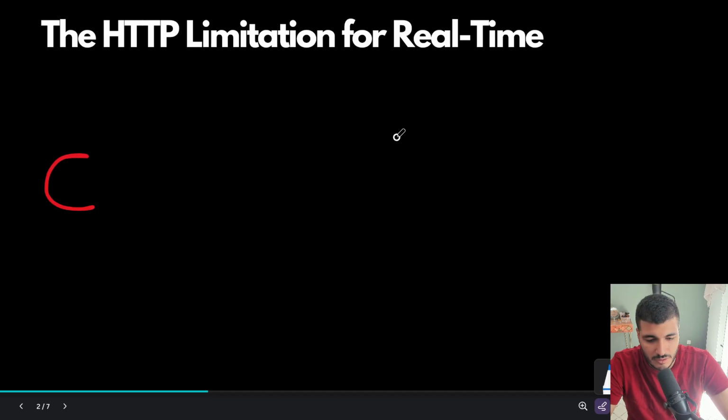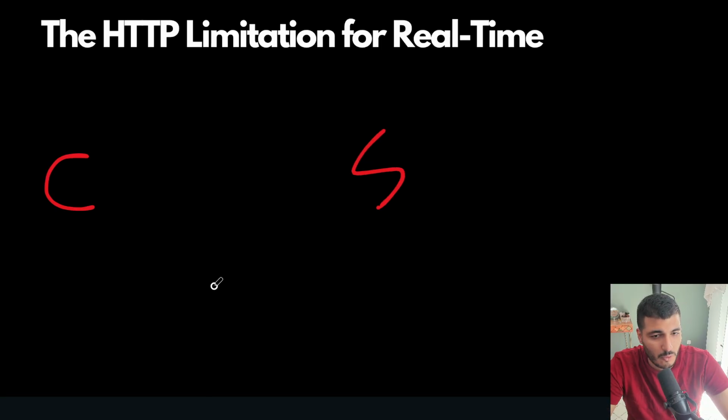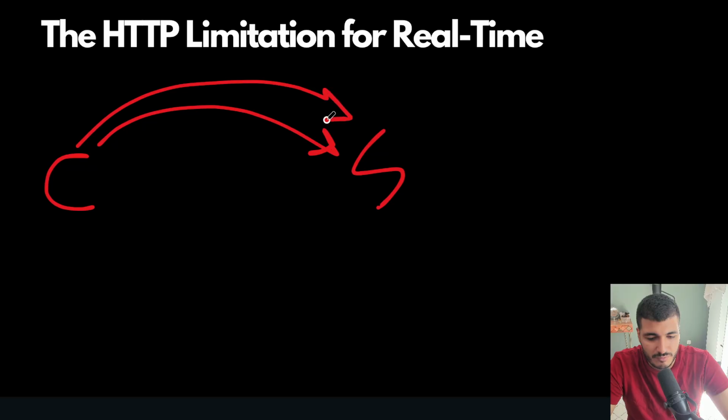So if we have the client here and we have the server here, we can use what we call polling. Basically, the client will repeatedly send GET requests to the server at fixed intervals. For example, the client will send requests every 5 seconds to check for updates. This is highly inefficient, and it introduces significant latency because we're waiting 5 seconds for each request, and it wastes network bandwidth and also server resources because we send a lot of requests and maybe most of them might have no new data.